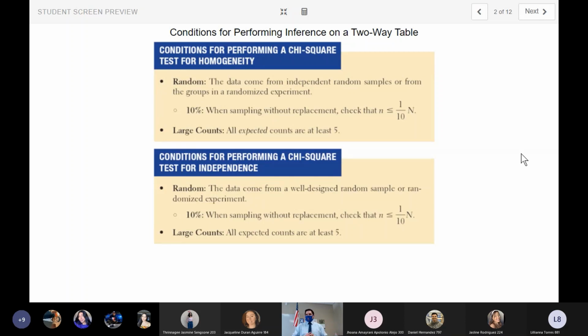Then we have the 10% and large counts condition, which is the same for both. 10% must be checked when sampling without replacement. And large counts, all expected counts are at least 5. Then our conditions for performing a chi-square test for independence, the randomness condition is that the data come from a well-designed random sample, one sample, or a randomized experiment.